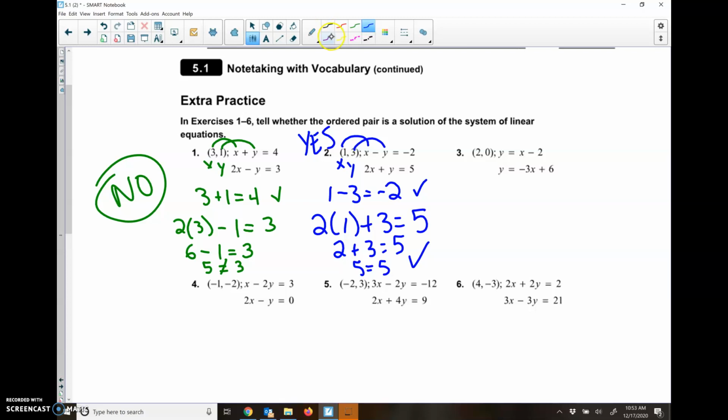Okay, if we get a no right away, those are kind of nice because then we can just stop right there, because it needs to be yes for both of them. It needs to equal -2 on the first one and 5 on the second one, so it needs to be a yes for both.